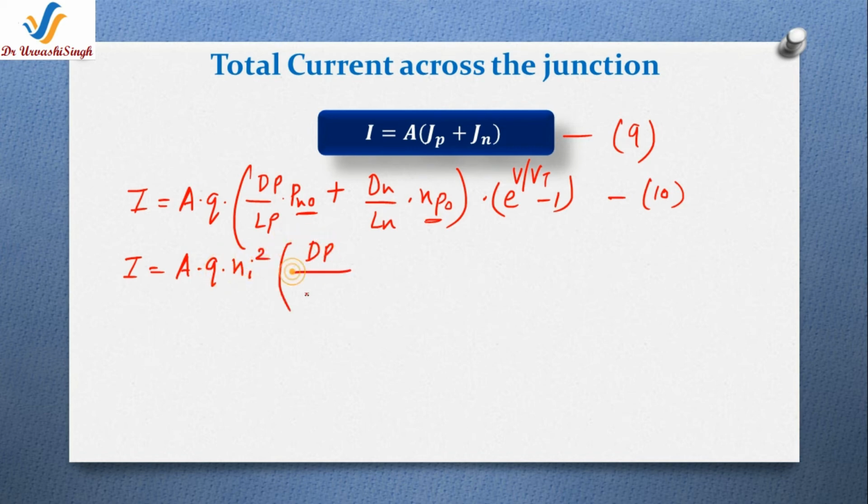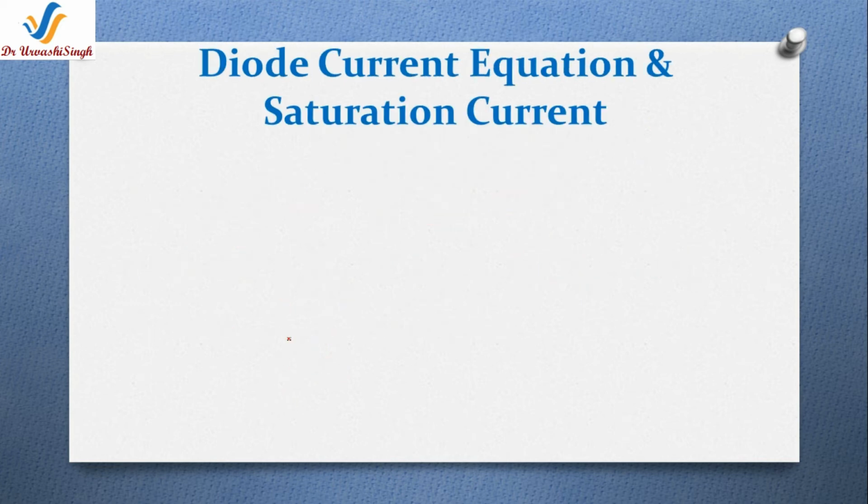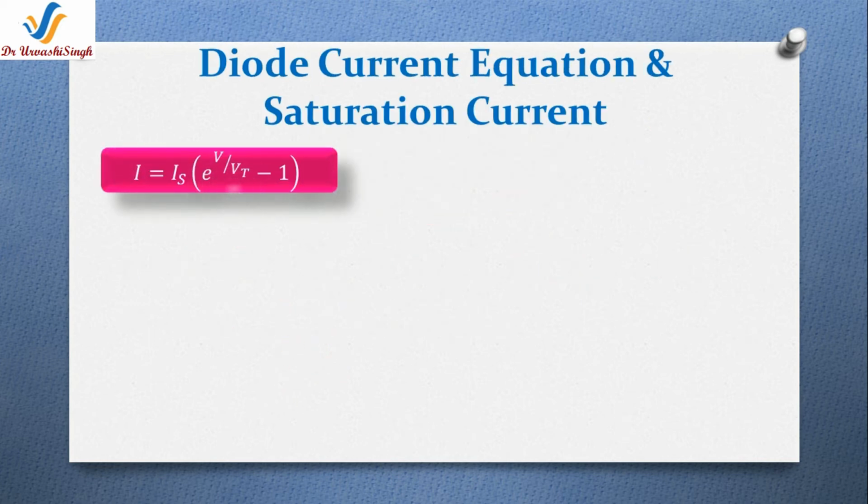and [Dp/(Lp Nd), the donor concentration, plus Dn/(Ln Na), the acceptor concentration], and the product of [exponential V/Vt minus 1]. So this is equation 11, where we can write this as Is, the saturation current. So the diode current equation is given by this equation 12.